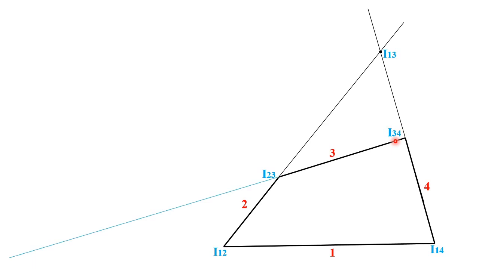Similarly, you join I14 and I12. I12 is already joined here, so you have to only extend it. So both will meet at a point. That will definitely be your I24. This is how you have to locate all instantaneous centers. Clear? Now we have located all instantaneous centers of a 4-bar mechanism. This is about the location of instantaneous centers.